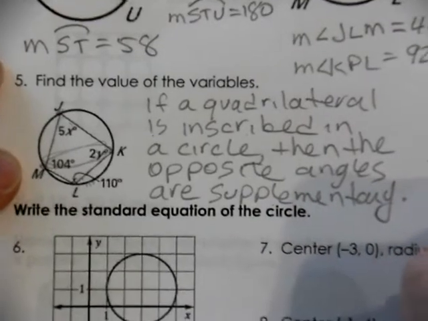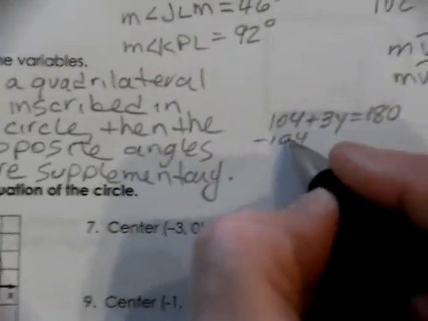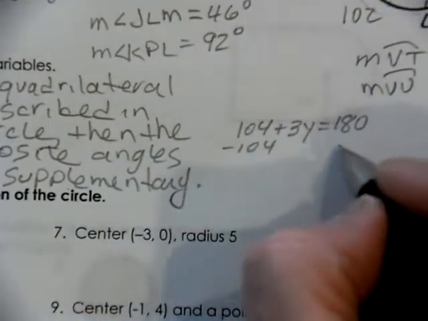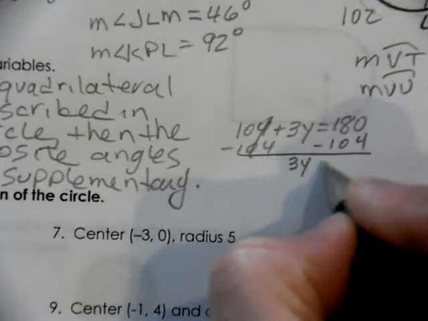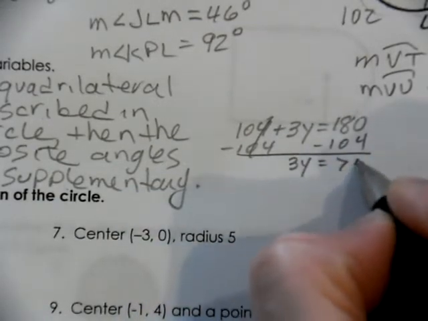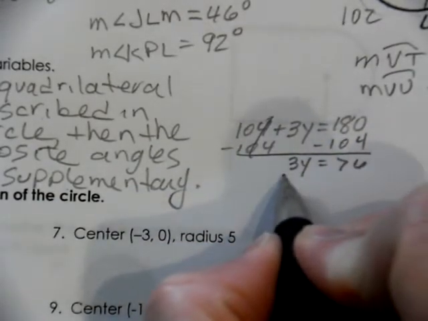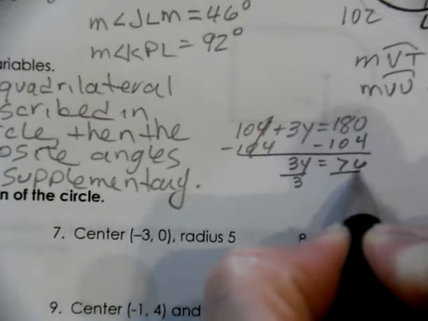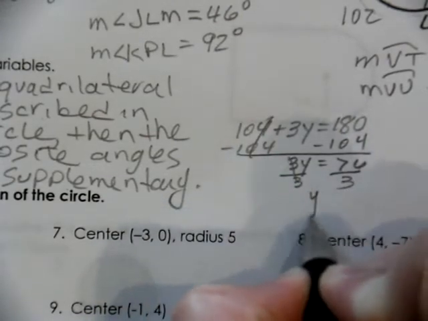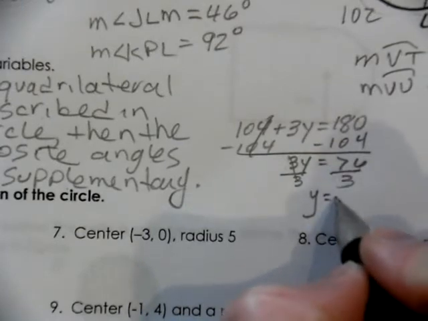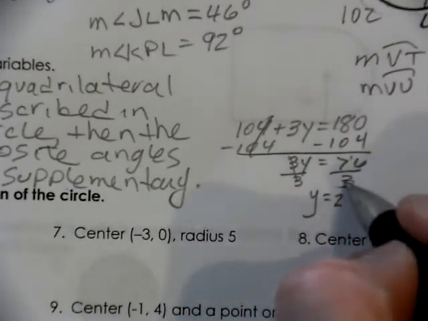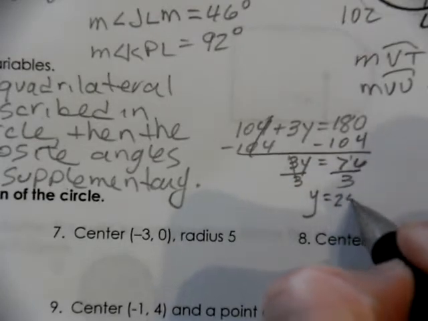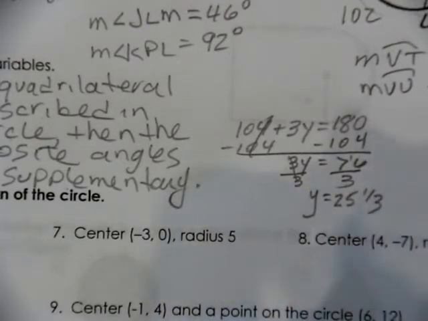If we subtract 104, we're going to get 76 degrees. And we can divide that by 3 to figure out that y goes in there 2 times, which is 6 with 1 left over. Goes into there 5 times with 1/3. So to me that looks like 25 1/3.